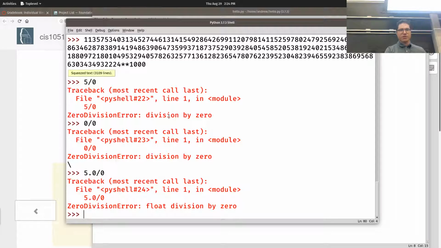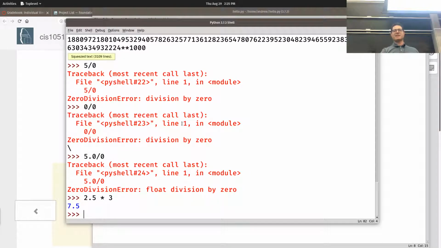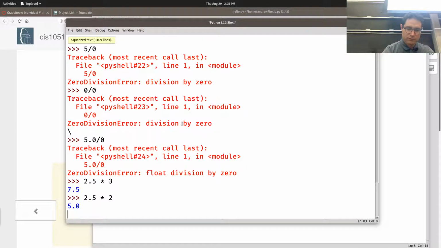Now, integers. So integers, just big whole numbers. Floating points. Anything that has a decimal point is a floating point number. So 2.5 is a floating point number. And if we multiply it by 3, we get 7.5. If I multiply it by 2, I get 5.0, not 5.